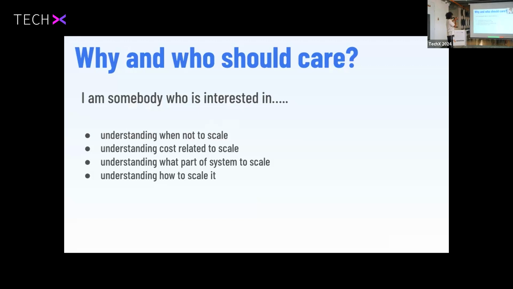So I've just put down why and who should care. If this is not you, then this talk is not for you, right? If you're somebody who cares about understanding when not to scale, right?